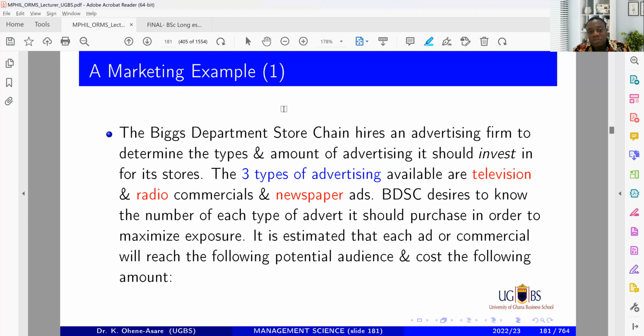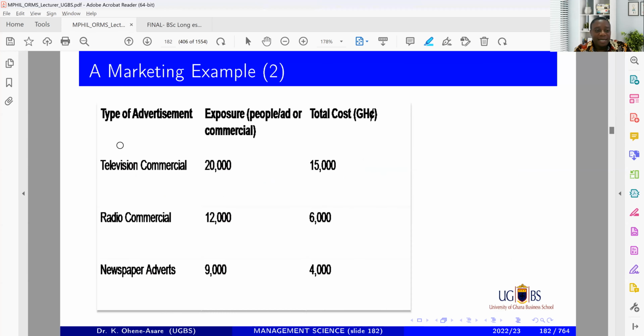So this is a marketing example. The big department store chain normally hires an advertising firm to determine the types and amount of advertisement to invest. There are 3 types of advertisements. The company can do a TV commercial that will reach 20,000 people, but the cost of that is going to be 15,000.